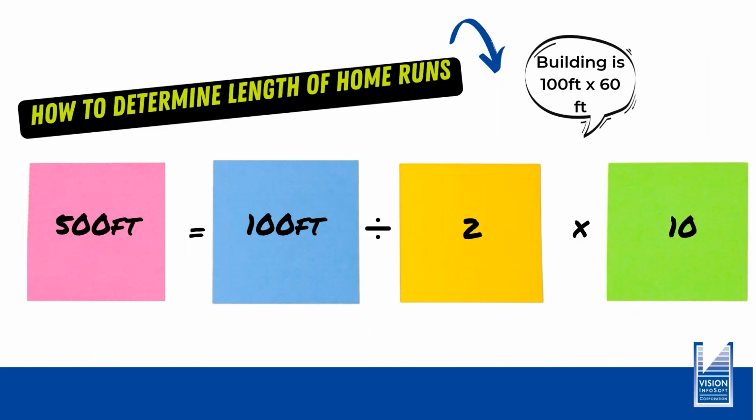Okay. So again, take the longest dimension divided by 2, multiply it by the number of home runs. That gives you your total footage of the branch home runs. And then you put it into the program in the branch circuit takeoff.